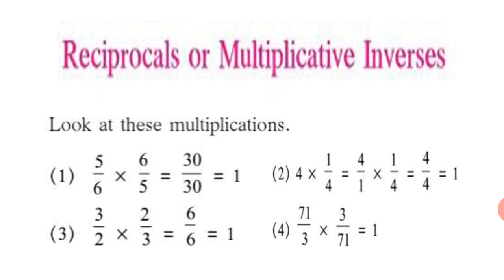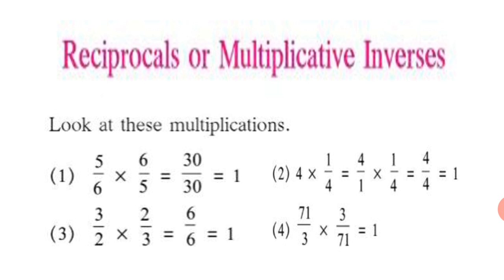Second example, 4 into 1 upon 4 is equal to, when we have only the number 4, we can take the denominator as 1. So 4 we write as 4 upon 1 into 1 upon 4. This is equal to 4 upon 4. It gives us answer 1. Third sum, 3 upon 2 into 2 upon 3 is equal to 6 upon 6, also equal to 1. And fourth one, 71 upon 3 into 3 upon 71, this is also equal to 1.